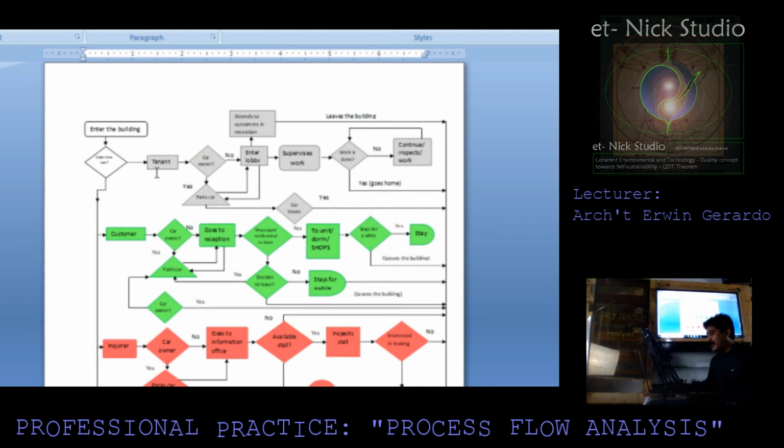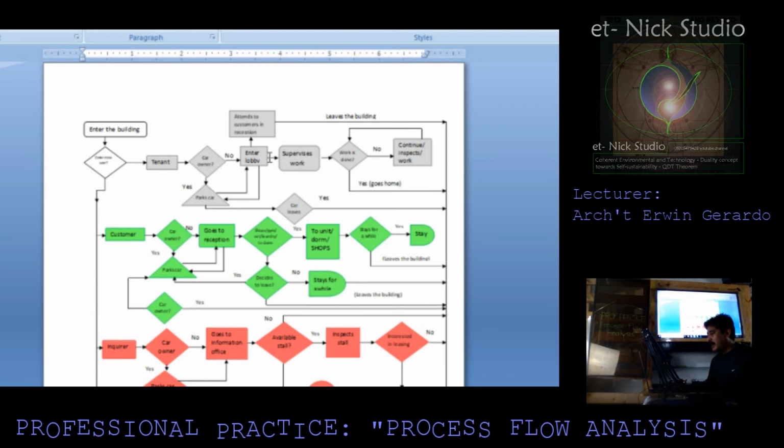If there are tenants inside the building, and they are car owners, if they have a car, then directly they would park their car in their parking spaces. Then eventually they enter the lobby. So for the tenant, this is how their functions are written. And then they attend to their customers in reception. After this, they can supervise their workers.